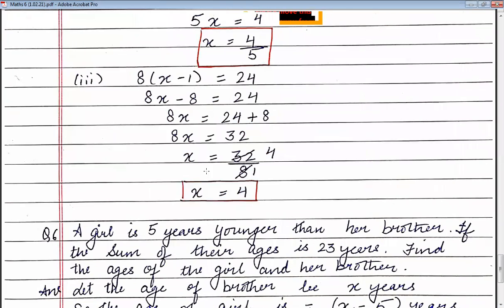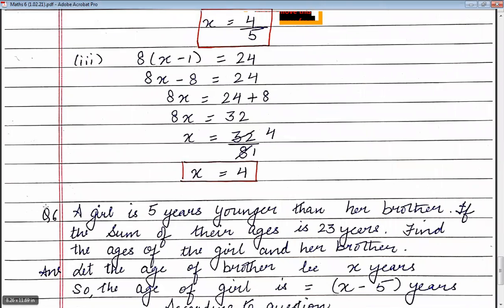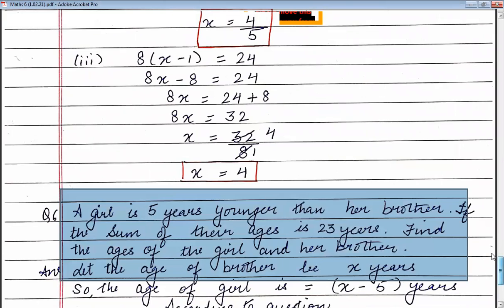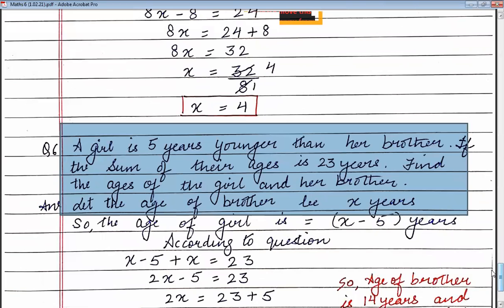Now children, let's move on to our question number 6, that is our statement sums. Now let's see our question number 6. In this, a girl is 5 years younger than her brother. If the sum of their ages is 23 years, find the ages of the girl and her brother.